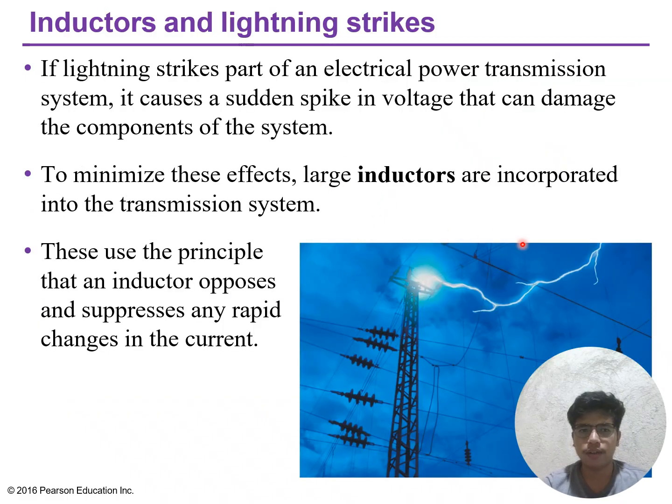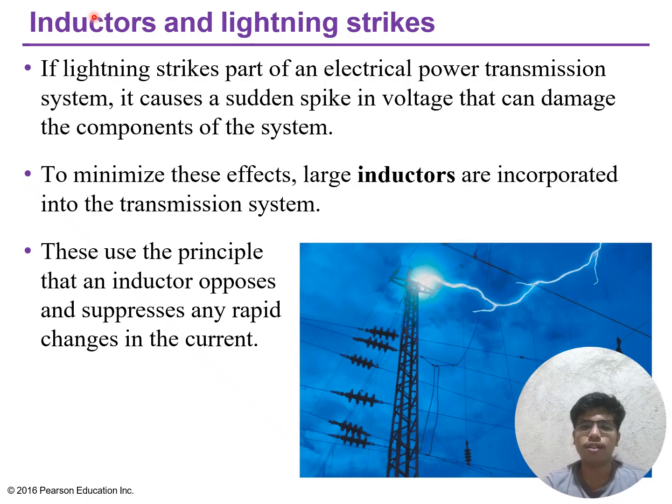Lightning strikes on electrical power transmission systems present a critical challenge to maintaining system reliability and protecting equipment from damage. A typical lightning bolt carries a current of tens of thousands of amperes and strikes in a microsecond or less. This extremely rapid current change creates an enormous voltage, V equals L times di/dt, where the tiny time interval dt and huge current change di combine to produce voltages exceeding hundreds of thousands of volts. Such voltage spikes can destroy transformers, circuit breakers, and other equipment if not controlled.